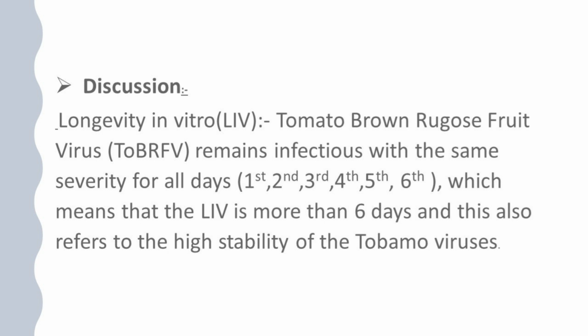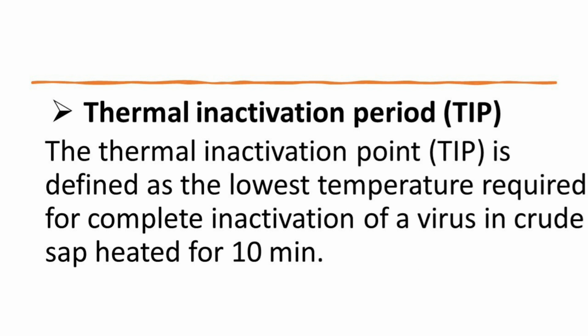Discussion. Longevity in vitro, LIV. Tomato brown rugose fruit virus, ToBRFV, remains infectious with the same severity for all days, 1st, 2nd, 3rd, 4th, 5th, 6th, which means that the LIV is more than 6 days, and this also refers to the high stability of the Tobamoviruses. Thermal inactivation point, TIP. The thermal inactivation point, TIP, is defined as the lowest temperature required for complete inactivation of a virus in crude sap heated for 10 minutes.